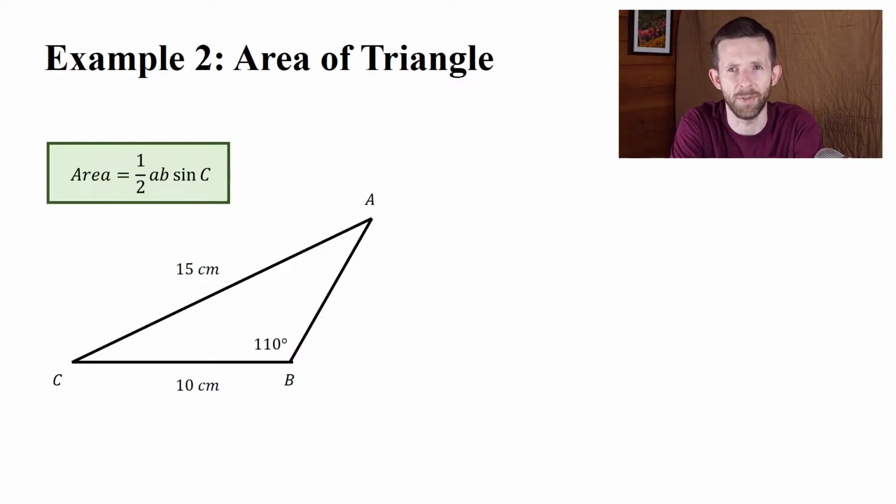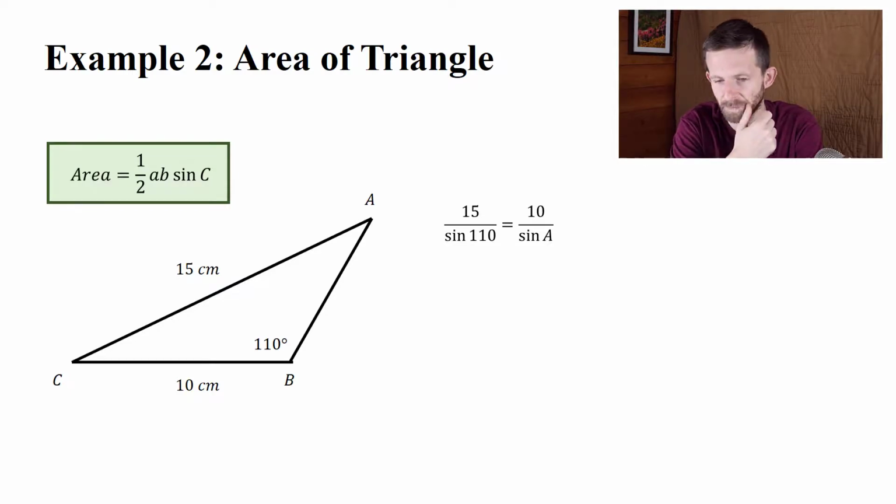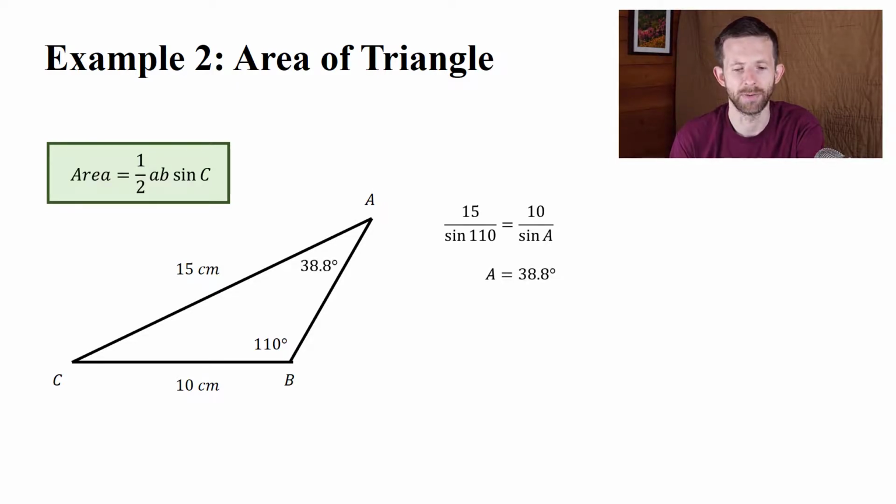Now here, I don't have two sides and the angle between them. I've got two sides and just another angle. So I'm going to have to find either another angle or another one of the sides. Because I'm given 15 and 110, I've got a side and the opposite angle, so I can use the law of sines. So 15 divided by sine of 110 is 10 divided by sine of A. I can solve for A and get 38.8 degrees.